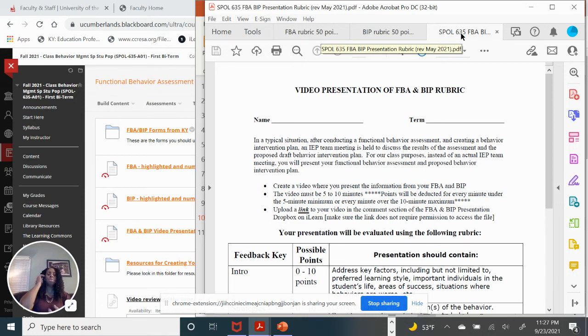And you have that conversation with the student and the parent and the team about this is the information that we collected, this is our assessment, and then this is the plan that we have to go over it, or the plan that we have to address it. So for our class purposes, instead of an IEP team meeting, you're going to present it to me. So this video is not going to be for the rest of the class. It's not going to be posted for the class. You're just going to be presenting it to me.